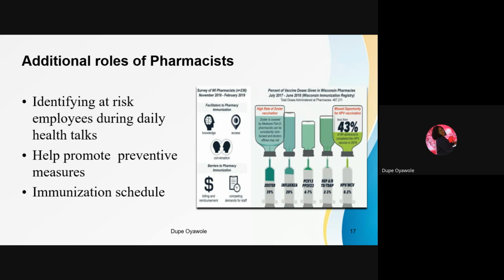Any immunization schedule that they're supposed to have, like the pneumococcal vaccine, influenza, and all those, needs to be done just to prevent them from having some of these comorbidities that come. Next.